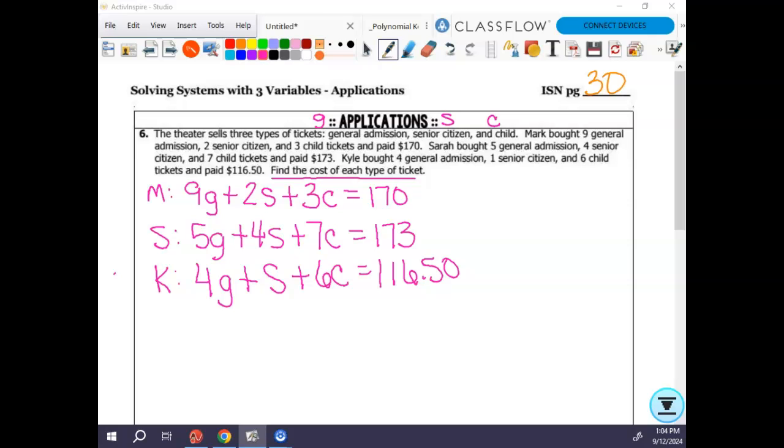Does it matter? Does the M, the S, and the K, and who did what, does any of that matter? It doesn't. I labeled it because sometimes it matters, like how much did Sarah pay for her general admission tickets or whatever. But this right here doesn't really matter. So sometimes we label things and they're like, I don't need it. Maybe I'm going to mark it out so I don't mess things up.